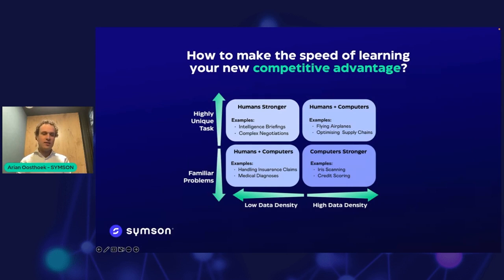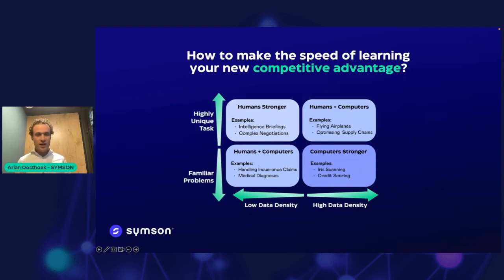Where you see a highly unique task and less data available, for example a creative process, a really intelligent briefing, or a complex negotiation with your customer, the humans always win because this is very unique. The same goes for Corona or similar situations. A machine has never encountered this before, so it needs to adapt to the new situation, and therefore you need human judgment to make the decision. That's where humans win over a computer.